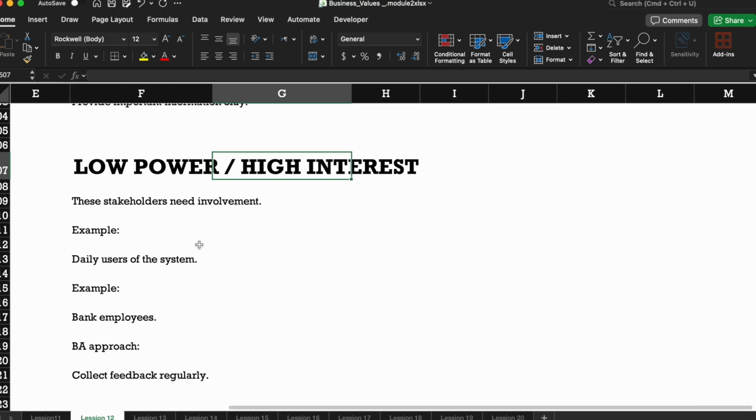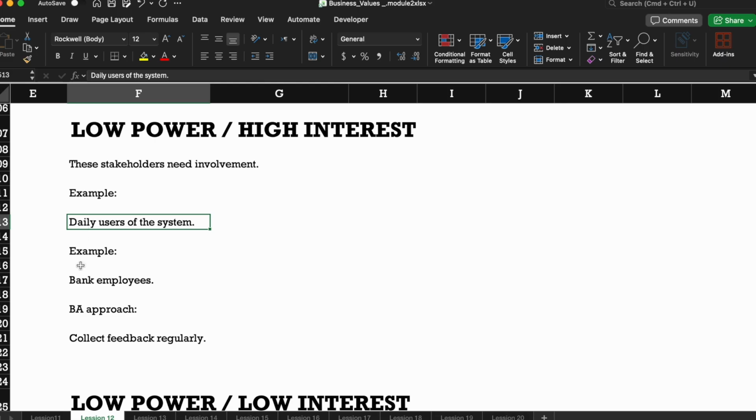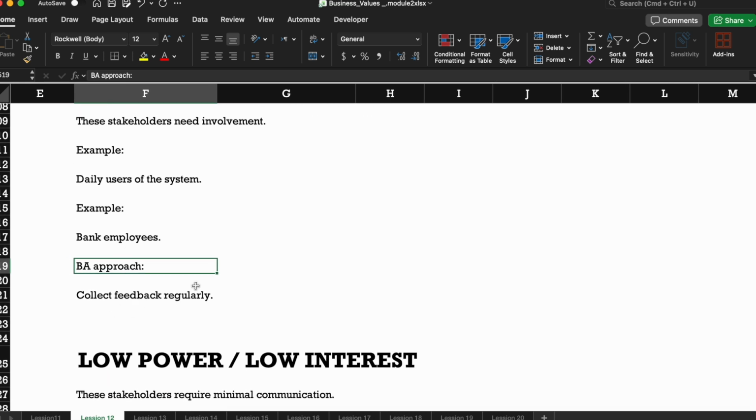Low power, high interest. These stakeholders need involvement. Daily users of the system, bank employees. The person who's working on the floor, a back office agent, for example a loan officer, right? Bank employees have low power but high interest because they are the ones going to use the system. So collect feedback regularly. After you build, show it to them, see if this is what you intended, and their feedback is very important.